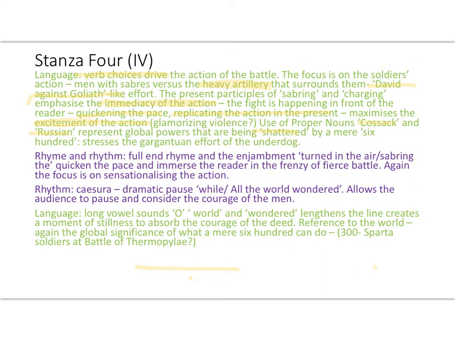So we have an understanding that this poem is definitely being written to create a very patriotic view of what happened at the Battle of Balaclava, that this is a monumental effort that these soldiers are doing on behalf of the British Empire, that at this moment in time they are the underdog. There are only 600 of them, and yet they're battling this global representation of power of Cossacks and Russians, and they're doing all of this despite the fact that they're surrounded by cannon.